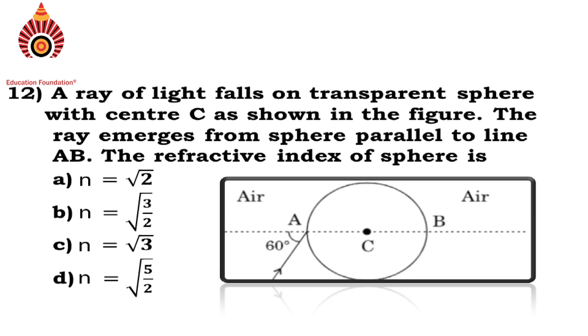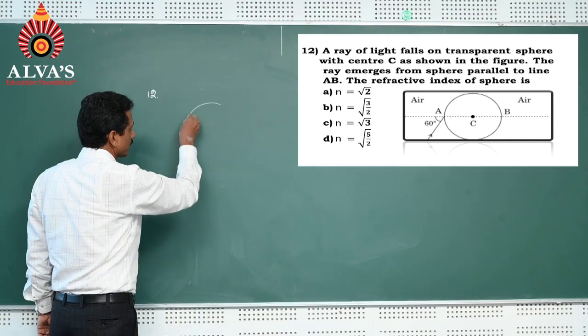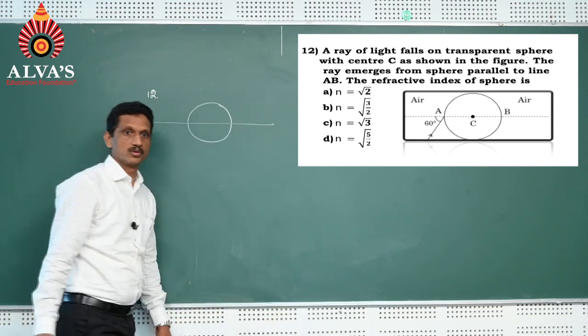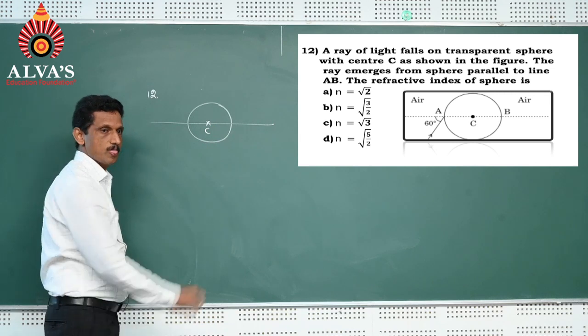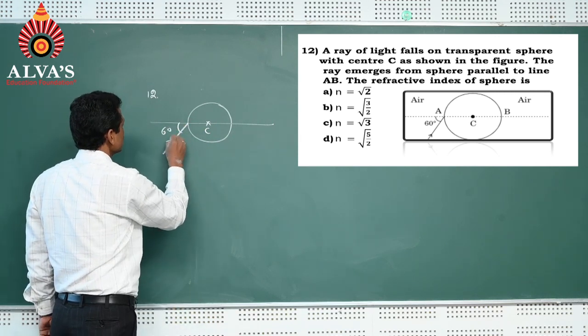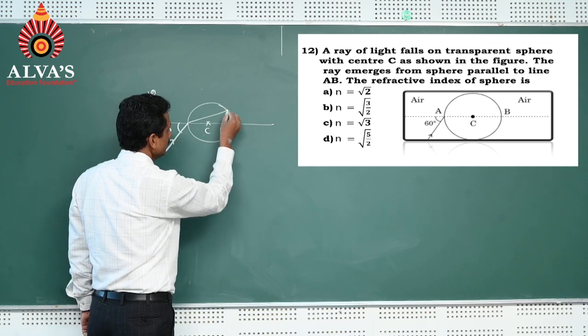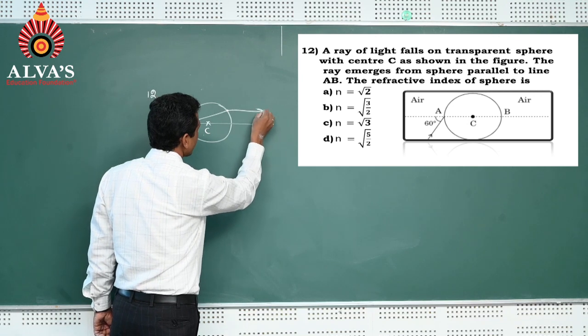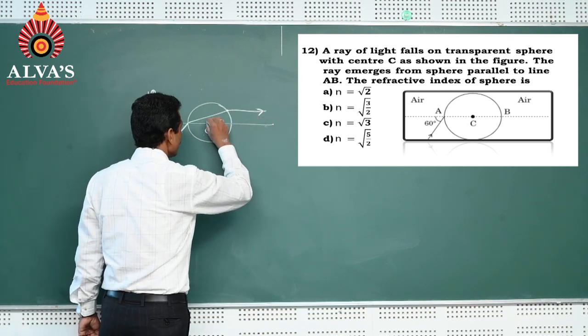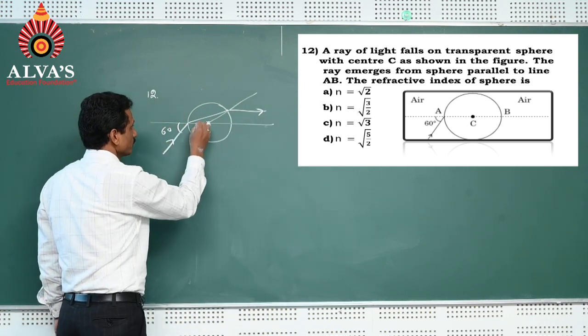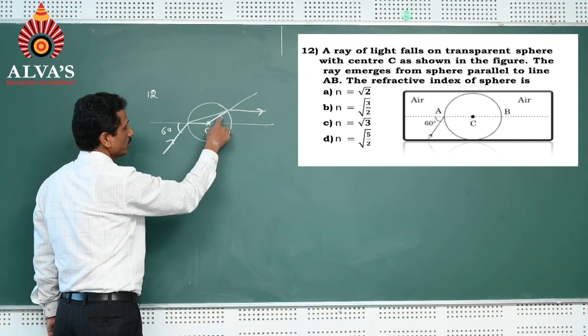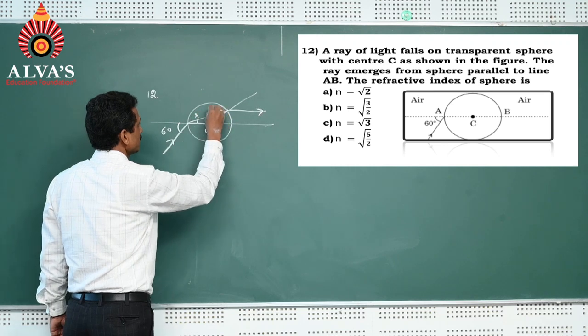Question number 12. A ray of light falls on a transparent sphere with the center C as shown in the figure. The ray emerges from the sphere parallel to line AB. The refractive index of the sphere is... see the diagram: sphere, principal axis, here is the center C, and this is the angle of incidence, 60 degrees. The ray travels from rarer to denser medium, moves towards the normal, and then it refracts here. It is given that this ray is parallel to the principal axis. Therefore, you draw a normal. These two are radii, so they are equal. Naturally, this angle is equal to the refracted angle, this angle is also R.